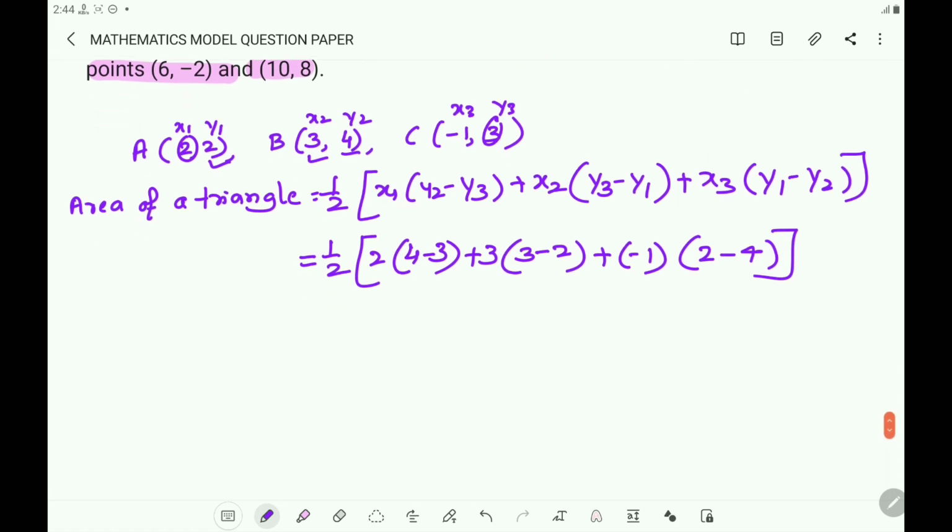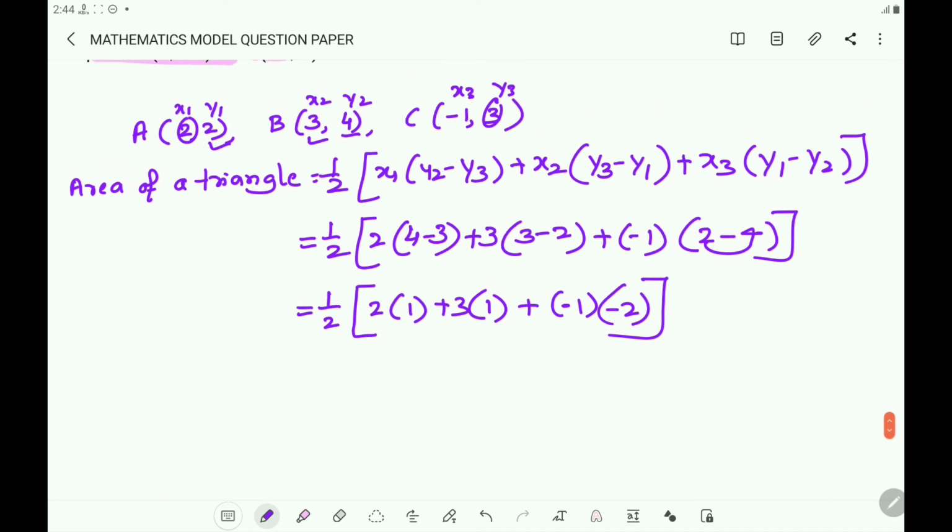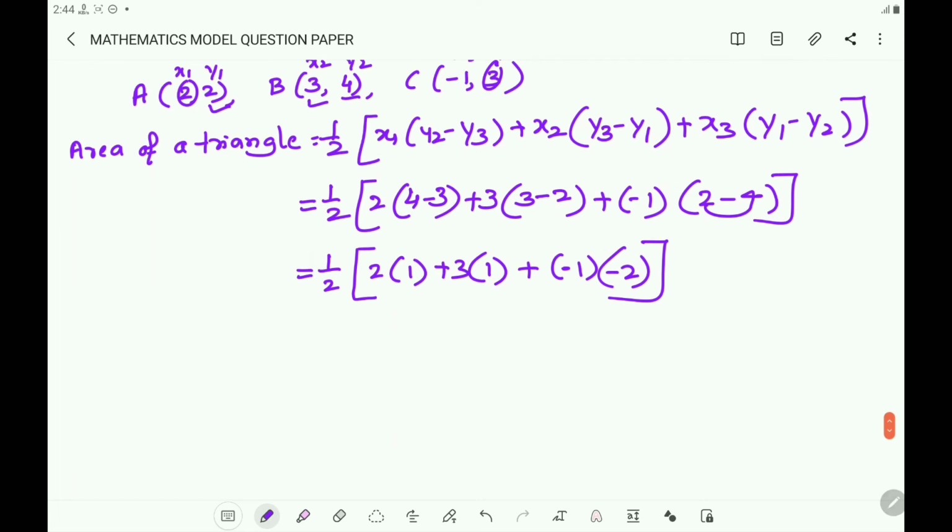2 minus 4. That equals 1 by 2 into 2 into 4 minus 3. 4 minus 3 is 1, plus 3 into 3 minus 2, 1, plus minus 1 into 2 minus 4 is minus 2. Then 1 by 2 into 1 is 2, plus 3 into 1 is 3, minus 1 into minus 2 is 2.